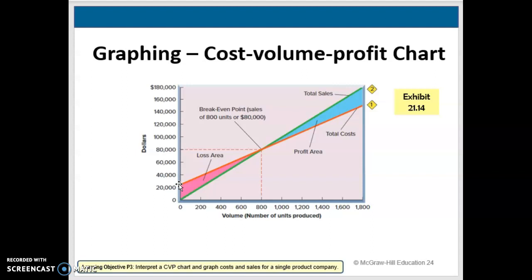And then we would have a total cost line, which is this orange line here that shows our total cost. The lowest it could be is at $24,000, and then it's going to increase based on our quantity produced. We also see the green line, which is total sales, and again it starts at 0 because we could have 0 sales. The point where those 2 lines, total sales and total cost, intersect, that is our break-even point. Anything above that in the blue is a profit. Anything below that in the pink would be a loss.